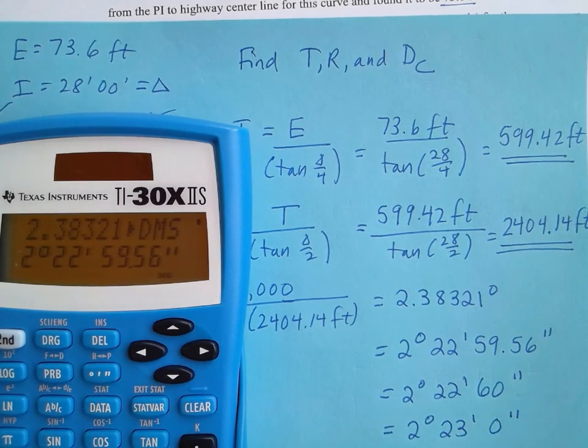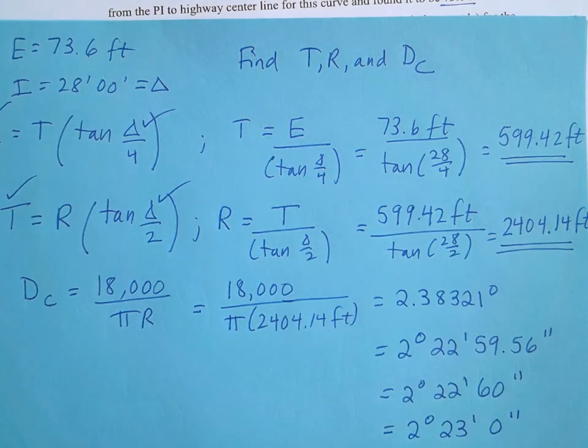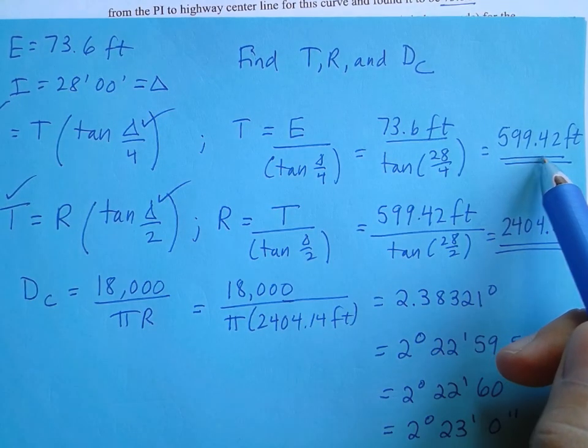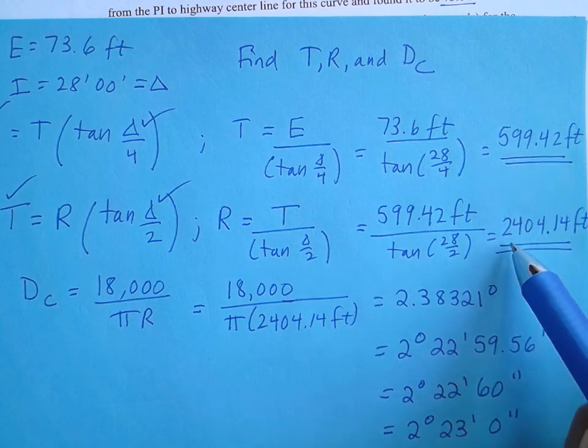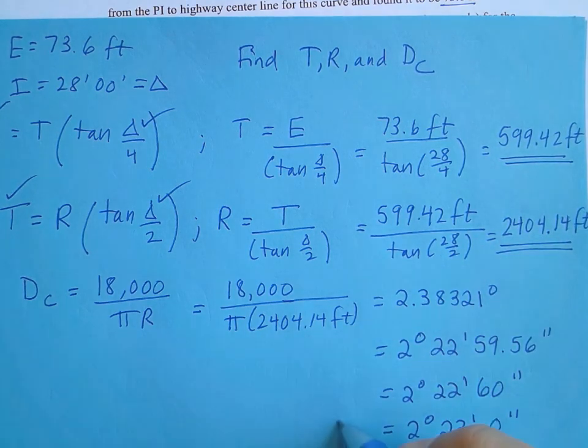So those are my final solutions then. The 599.42 feet for the tangent, 2,404.14 feet for the radius, and 2 degrees, 23 minutes for the D sub C.